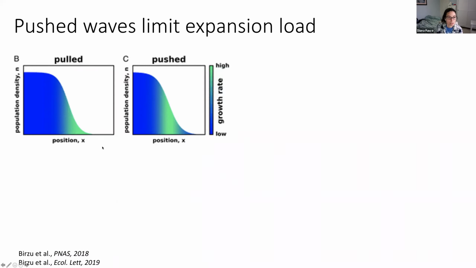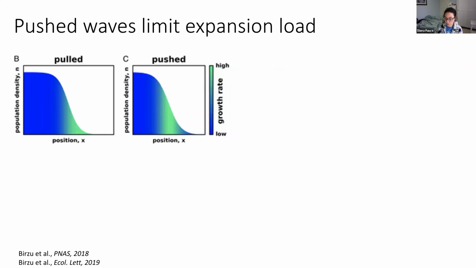Just to recap, the difference between pulled and pushed waves is that in the pulled wave, most of the growth occurs at the very leading edge of the wave, which is pulling the wave forward. Instead, in a pushed wave, the maximum growth occurs a bit behind the tip of the wave, when the density is at intermediate values. This normally happens because of cooperative effects, for instance, an Allee effect.